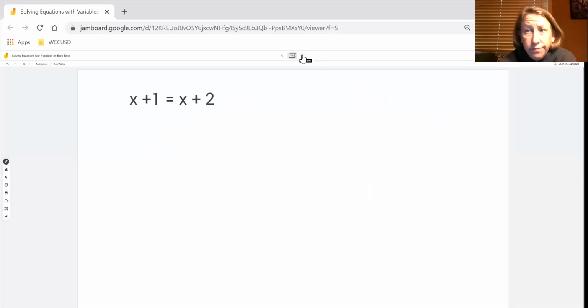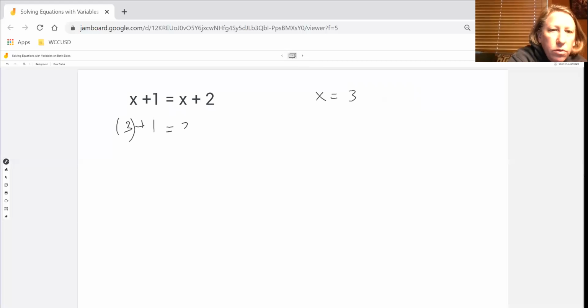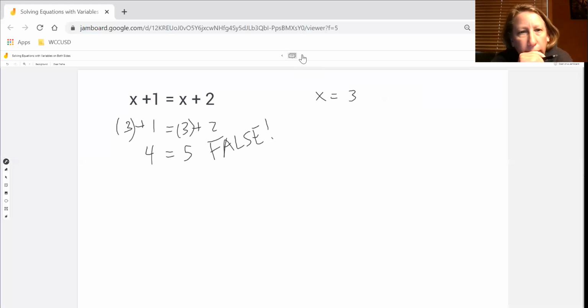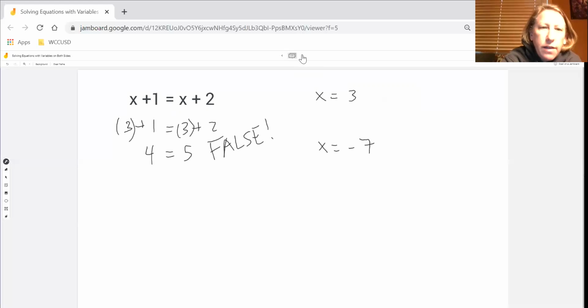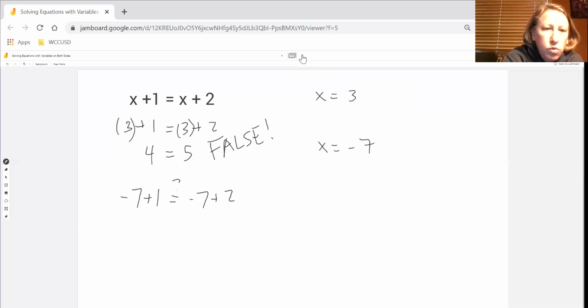Okay, how about this one? Any answers that would make this equation true? Any values for x that would make it true? Let's test x equals 3. If I do 3 plus 1, is that ever going to equal 3 plus 2? Is 4 ever going to be the same as 5? False. Not going to happen. Not true. So what does that mean? Let's try another answer. Let's try x is -7. -7 and 1, is that going to be the same as -7 plus 2? No, that's not going to work.